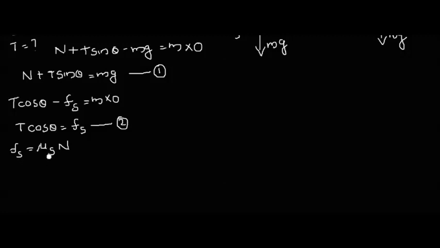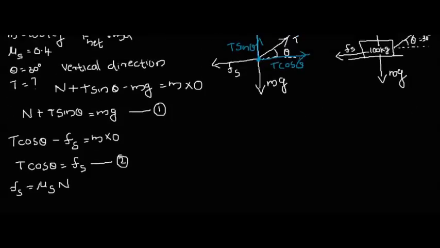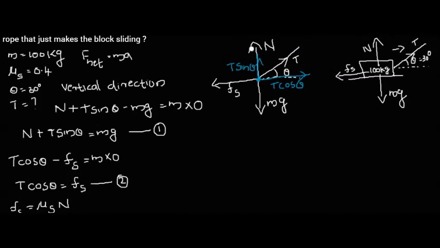And the value of mu s is given as 0.4. But what about the normal reaction? The normal reaction is not always equal to mg. Look at this picture. In this free body diagram, you can see this mg is balanced by both the normal reaction and the sine component of the tension. So we can't write in all situations that N is equal to mg.